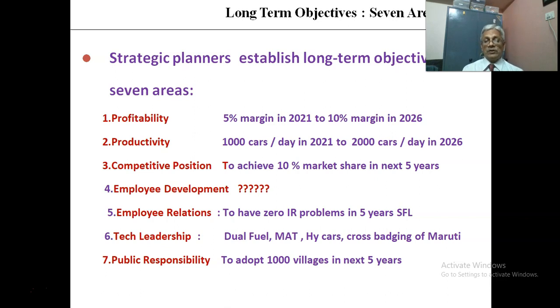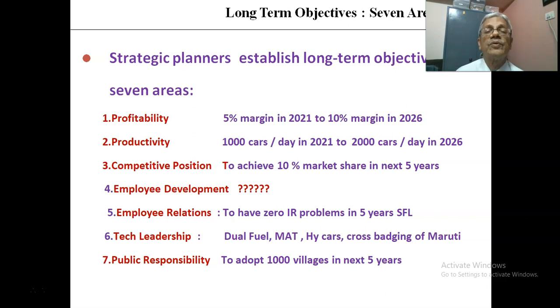It's a big success. Similarly, Maruti is also working very aggressively on hybrid cars. This is one of the reasons why Maruti decided to go for cross-badging along with Toyota. There's a mutual understanding between Toyota and Maruti Suzuki on how exactly to play the Indian market very effectively, using Maruti's large market share and Toyota's technological marvel. Then finally, it may be public responsibility. That also can be your long-term objective. For example, I'll say I would like to adopt about 1,000 villages in the next 5 years. So like that, we can have long-term objectives in 7 areas.